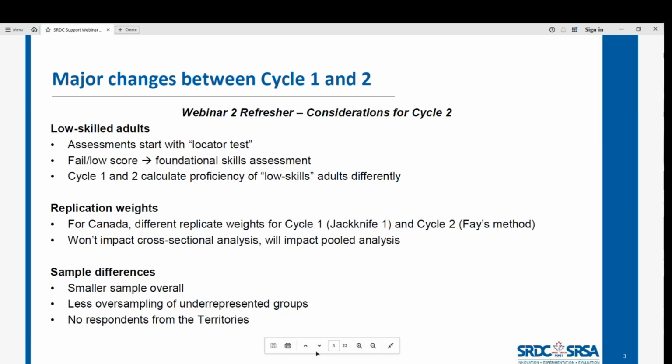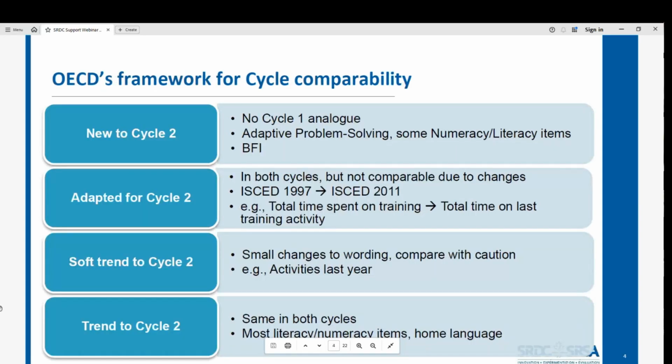Another important difference to keep in mind is just that the variables themselves have changed in a lot of cases or might be slightly different. Next slide. One way to think of this is to use OECD's framework for cycle comparability, which has a spectrum from completely new to cycle 2 and not comparable, to basically the same.